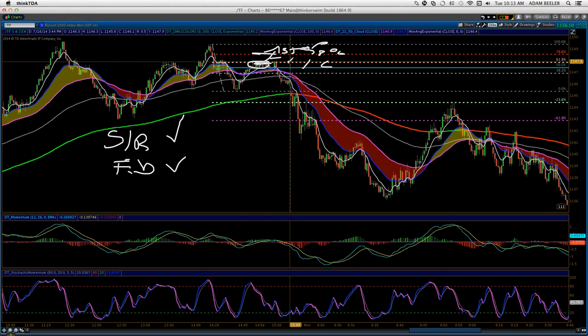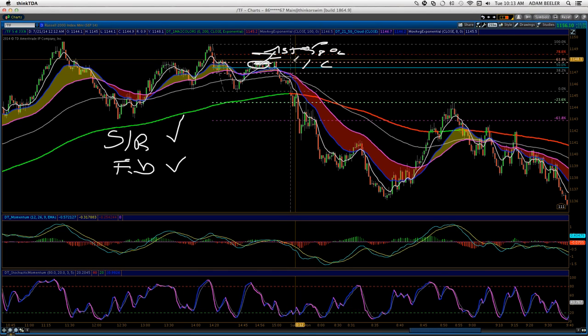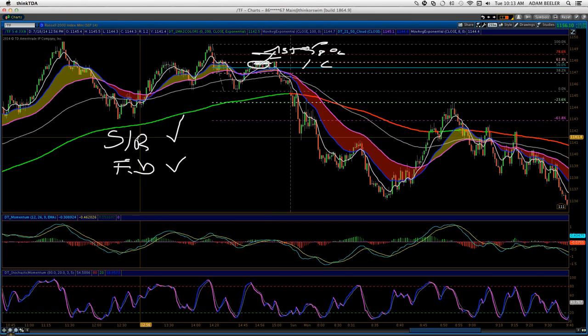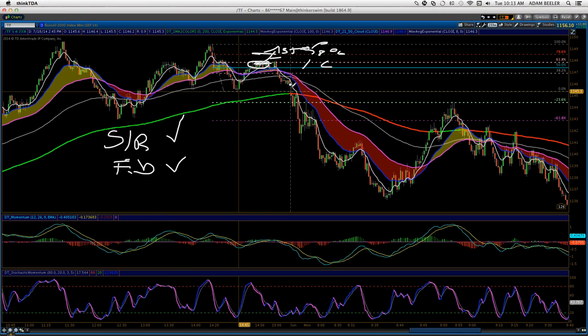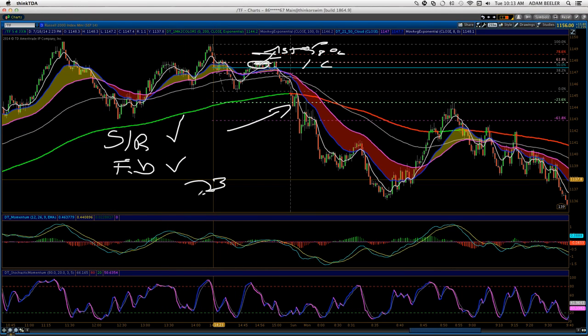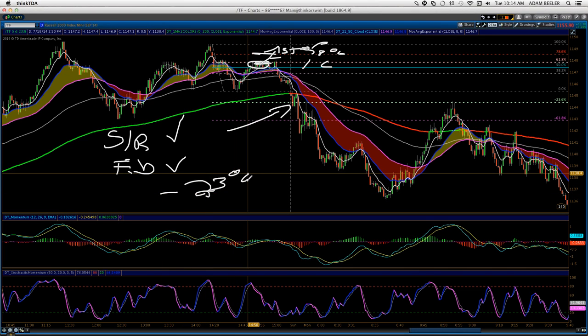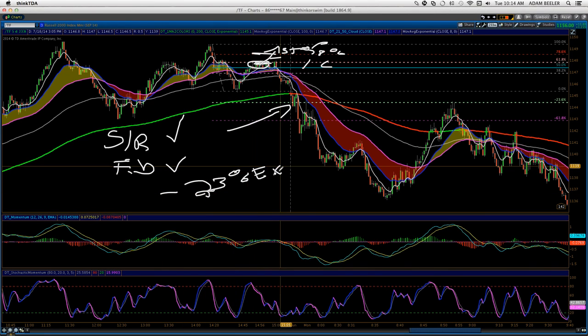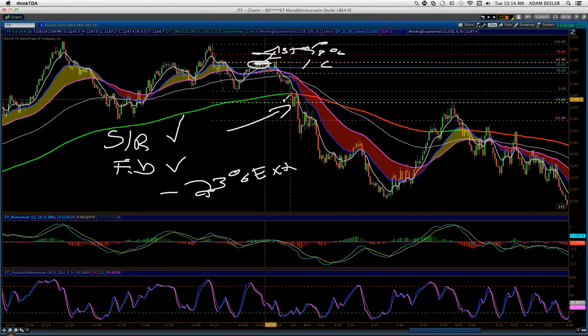Does that make sense, guys? We will not put another order to average in unless we're with the anchor chart and the overall momentum. Okay? And the same thing applies here. Our targets will be 23, the minus 23% extension. Does that make sense, guys? Is that making sense?